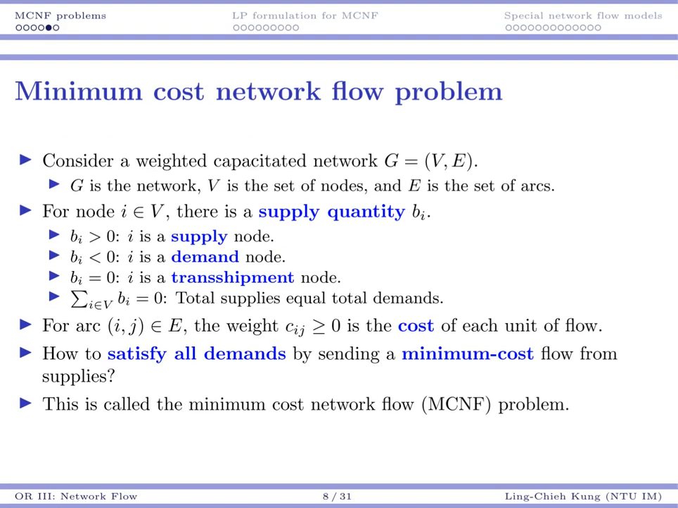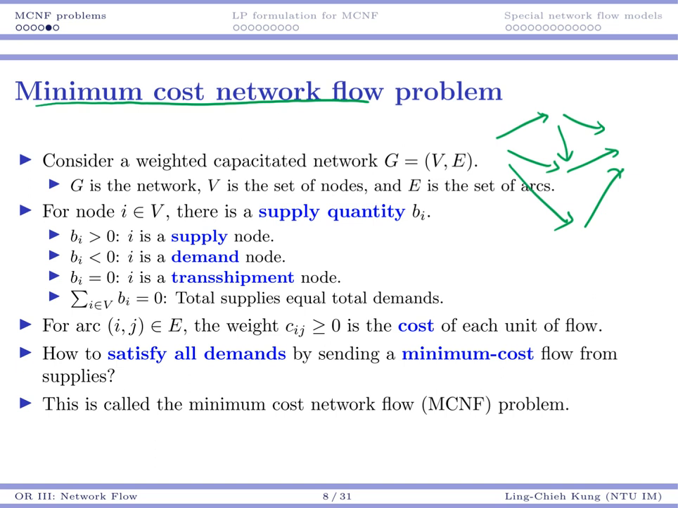So now we are almost ready to define our minimum cost network flow problem. Let's consider a weighted capacitated network. We call this network G, a collection of V and E, where V and E are a set of nodes and a set of arcs or edges. So we need to define a graph by drawing the topology and specifying the connections, or the relationship between nodes and arcs.